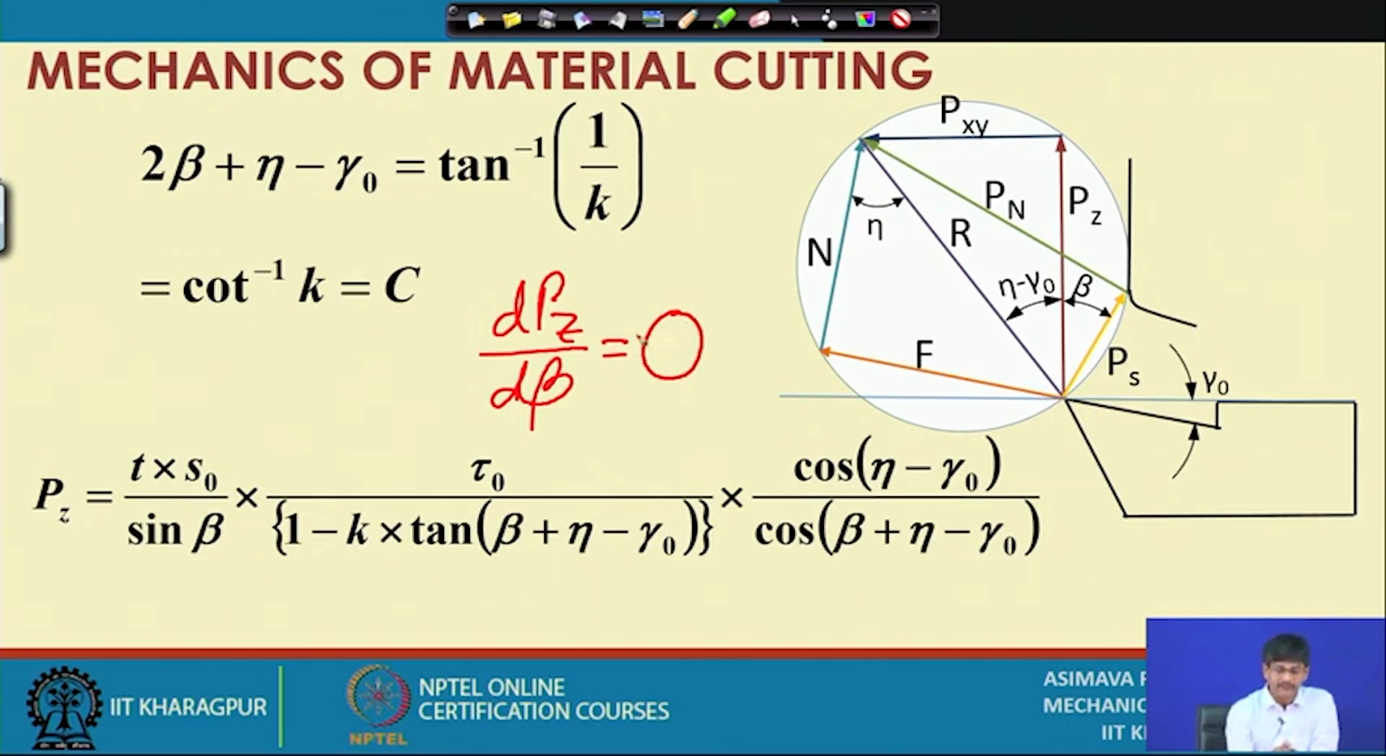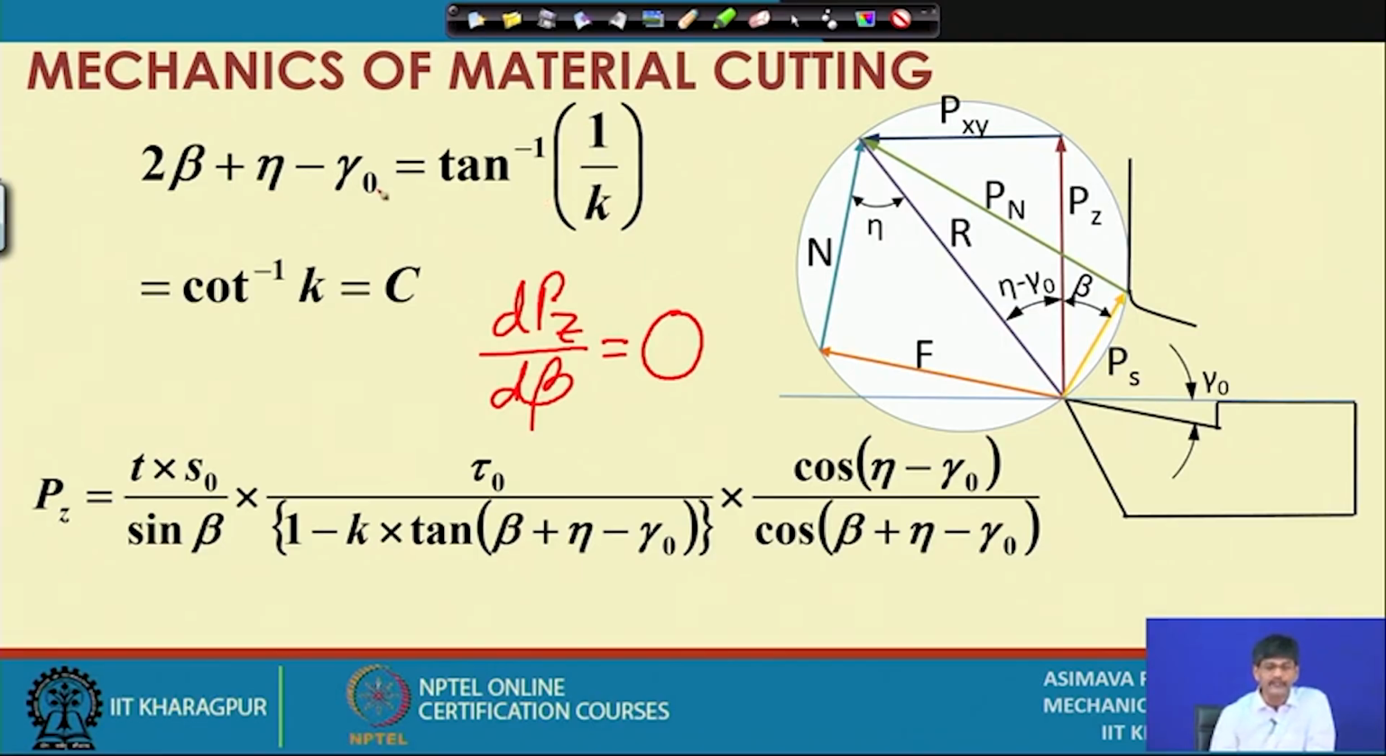So, that finally gives us a relation: twice beta plus eta minus gamma o is equal to tan inverse 1 by k. Now, what does this exactly mean? It means that the angles are going to have a relation in such a case, which case? For minimum energy to be expended to achieve chip formation. Okay. The angles are going to have this sort of a relationship. Is this the final thing in metal cutting?